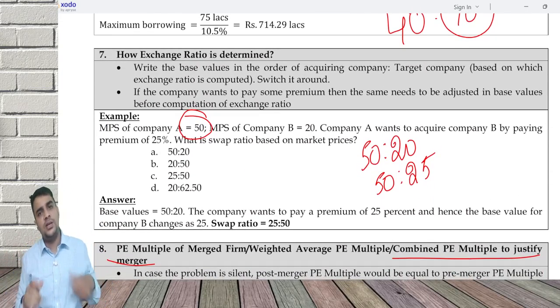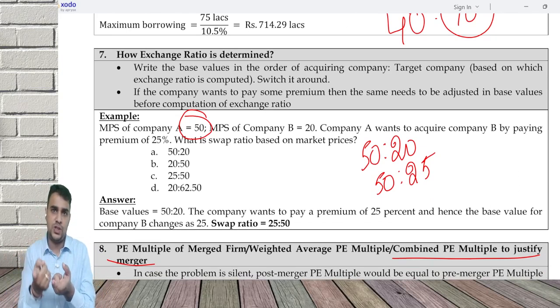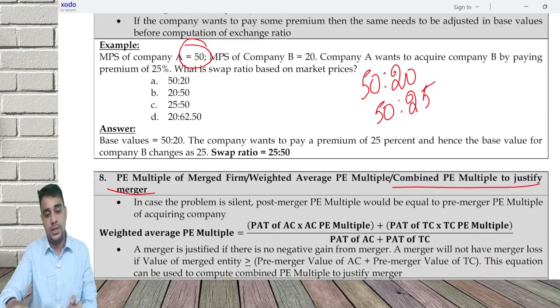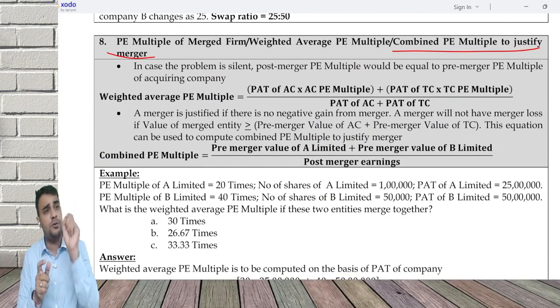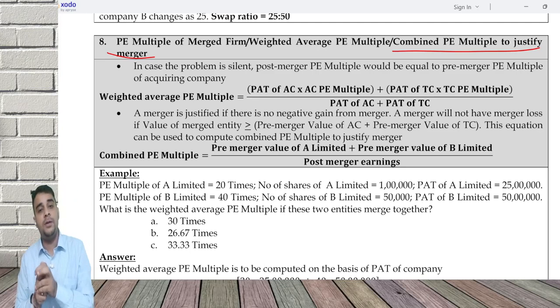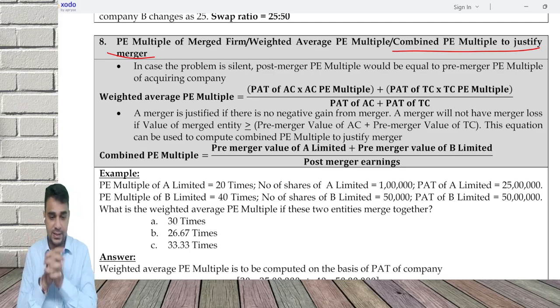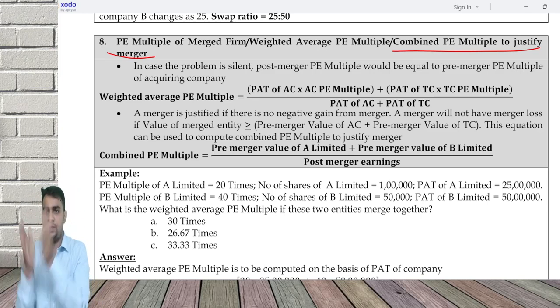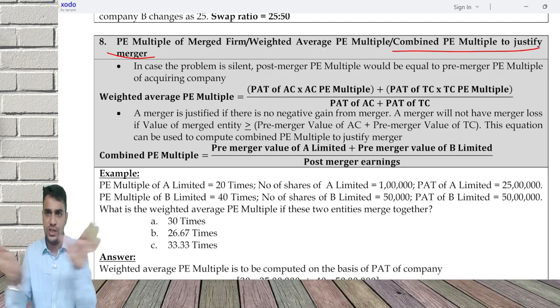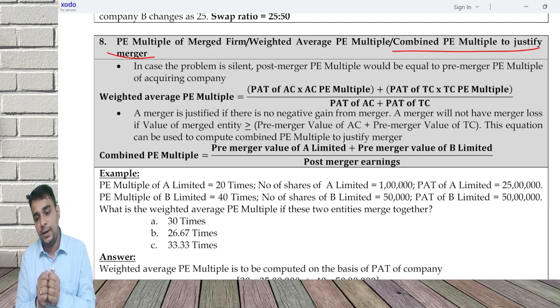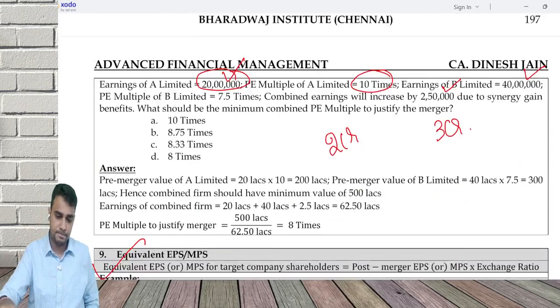How do you determine the exchange ratio? Some bases will be there. Write their base values, do switching except for negative parameter, where switching is not needed. P multiple of merged firm is equal to pre-merger P multiple of AC. In case you want to do weighted average, PAT of AC into P multiple, PAT of TC into P multiple, divided by PAT of AC plus PAT of TC. What is combined P multiple? To justify the merger, whatever is the value of the first company, whatever is the value of the second company, add them together. No synergy gain, nothing. Divided by post-merger earnings, which is AC plus TC plus synergy gain.